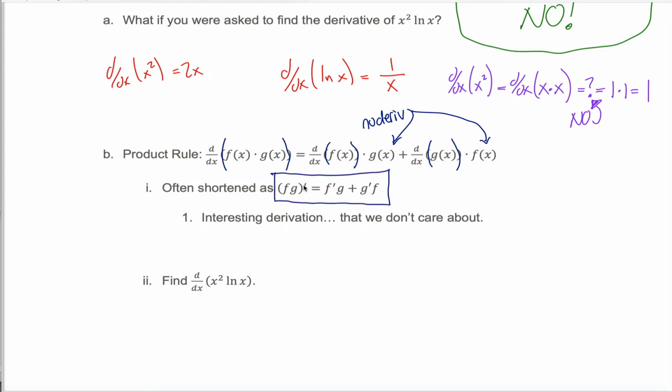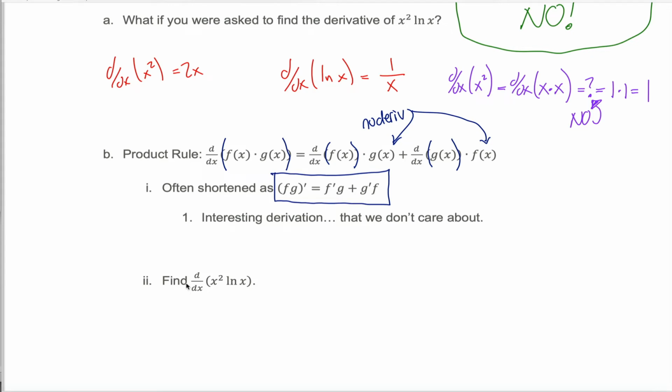If we use these little primes to represent derivative, which kind of makes sense because we've been writing f prime of x, then this is saying the derivative of f times g, where f and g are both assumed to be functions, is f prime, the derivative of f, times g, no derivative, plus g prime, the derivative of g, times f, no derivative.